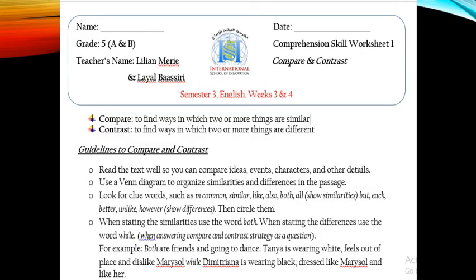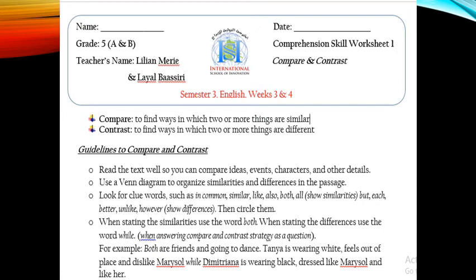Now let's move to our comprehension skill worksheet 1 in semester 3. You can find this worksheet attached to the drive in the worksheet file for semester 3 in English for sure. Also, you can find a related solution for it in the worksheet solution file. But please, you have to promise to try solving the worksheet at the beginning by yourselves. Then you go to check your answers in the solution file.